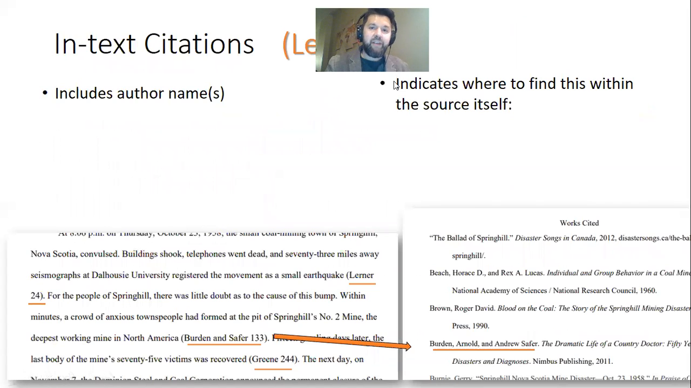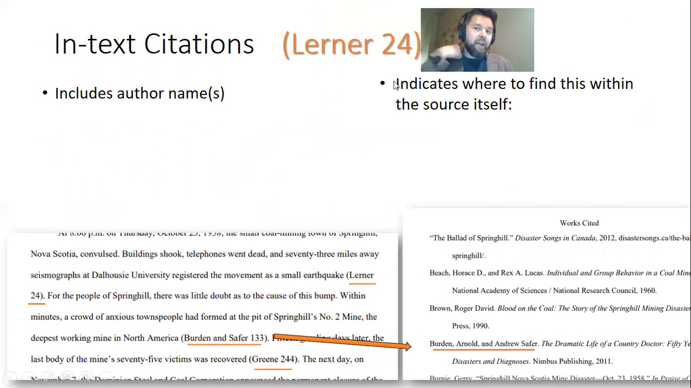So let's talk about in-text citations. I've got the example up here where it says Learner 24. That's what a typical in-text citation looks like in MLA. So it's going to include the author's name. Here the author's last name is Learner. And then here we've got the page number as well. So 24. It's on page 24 of the source that was written by Learner.